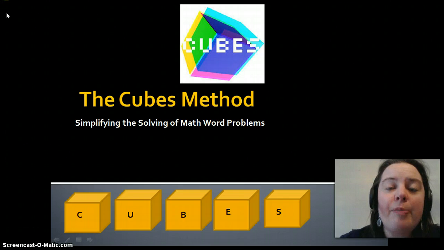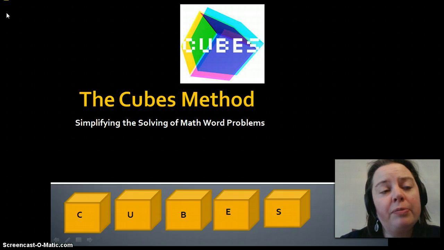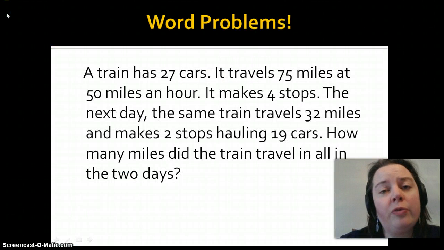Today's live lesson's topic is the cubes method. The cubes method is a way to simplify solving math word problems. Now, we've all had to solve word problems.